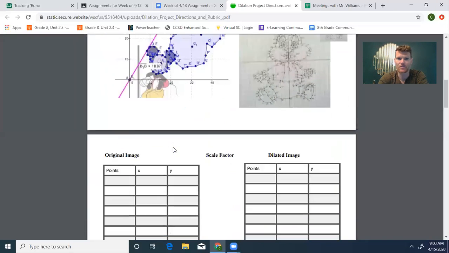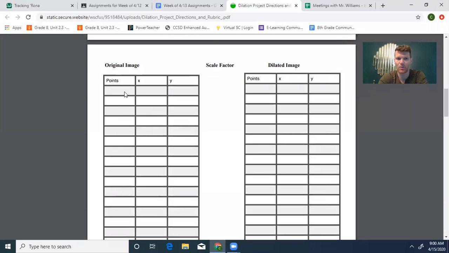And what you're going to do is list those 20 points. You're going to label them A, B, C, D, E, F, G, okay, and so on and so forth till this whole thing is full. And then you're going to label what those coordinates are. So this is your original image. So after you've traced it, you go ahead and fill this in, letters here, and then your XY coordinates.